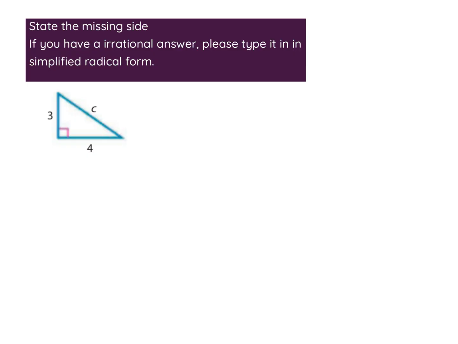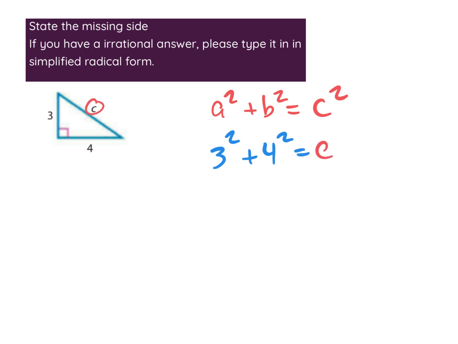Everybody go ahead and copy this triangle down in your notebooks, please. And we want to show how to find this missing side. So again, you have to know the Pythagorean theorem. The Pythagorean theorem is a squared plus b squared equals c squared. So obviously a and b are the two smaller legs, the two smaller sides, which is 3 squared plus 4 squared equals c squared, but we don't know this value of c, so we leave it as c squared, okay?